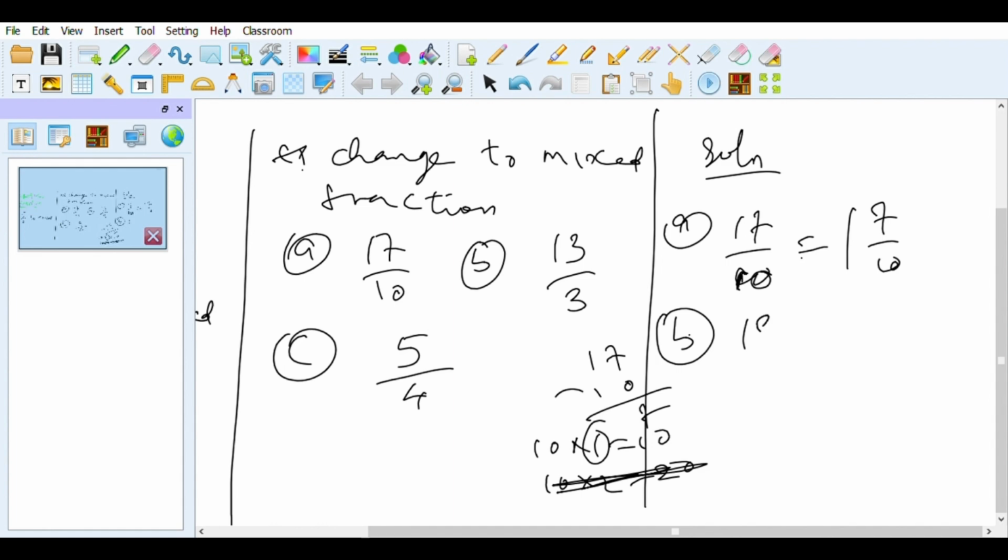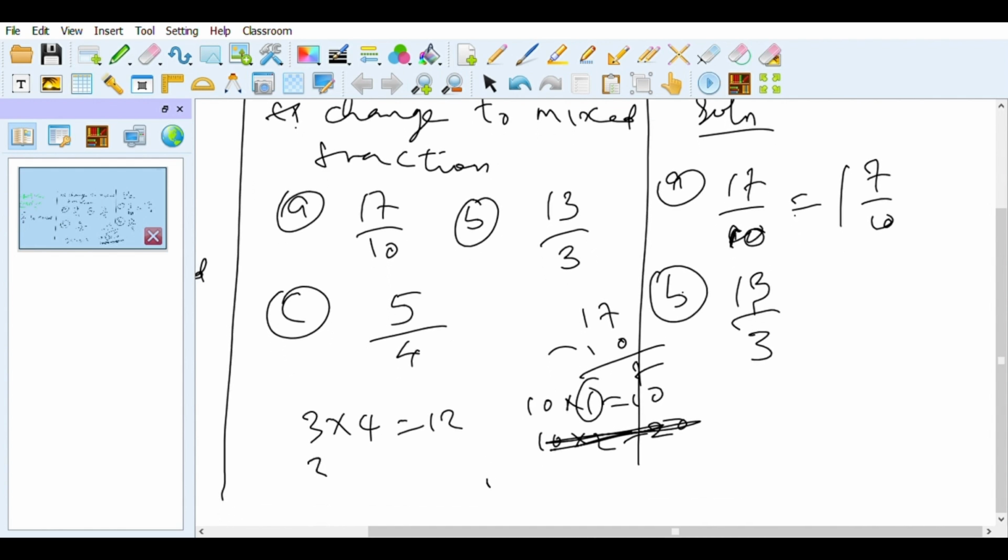So B, we have 13 over 3. 3 times what will give us 13? We have 3 times 4 giving us 12, and then 3 times 5 gives us 15, a number bigger. So what you need to understand is most times a number cannot divide another number exactly. We need 3 to divide 13 exactly, but unfortunately 3 cannot divide 13 exactly. That's why we can't get exactly 13.